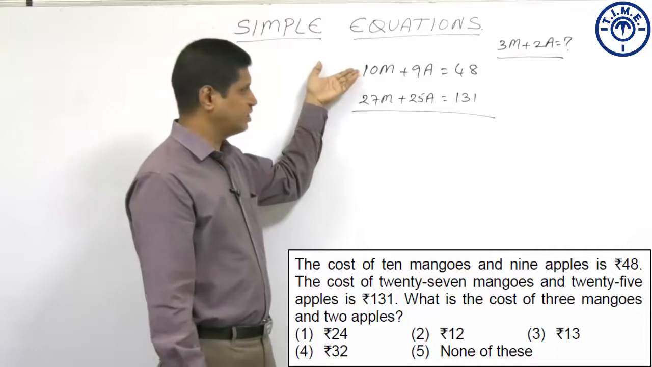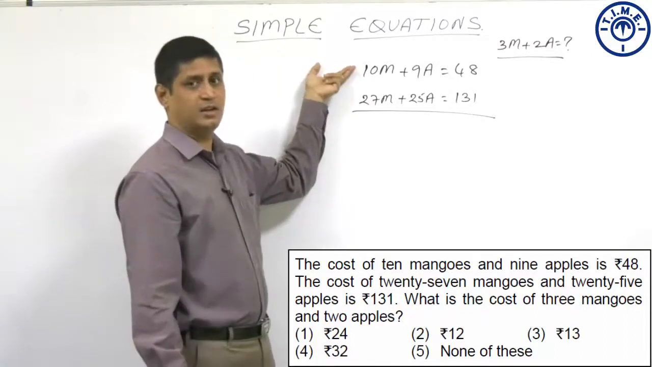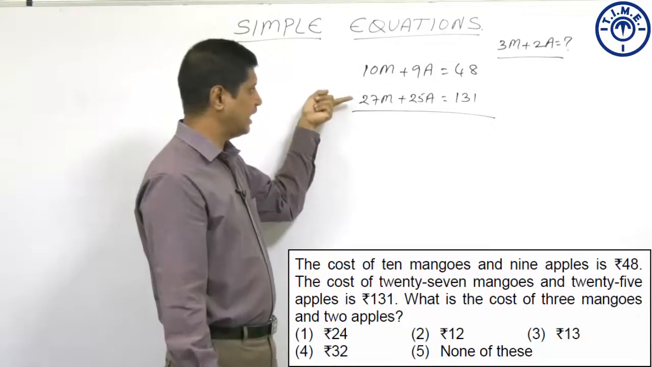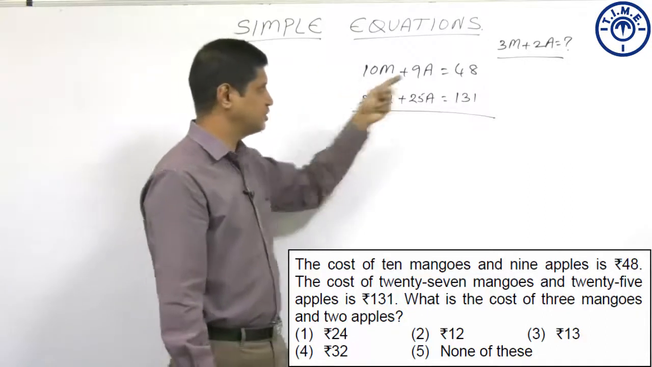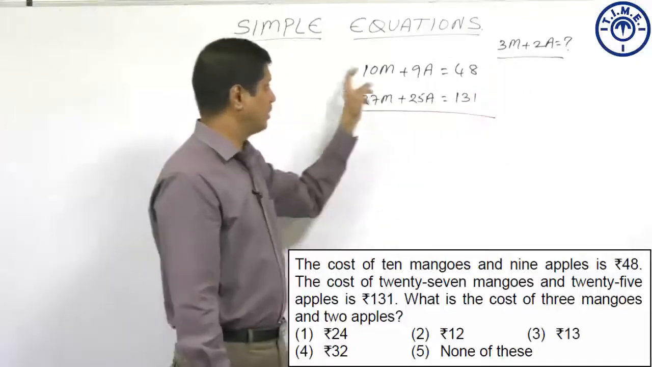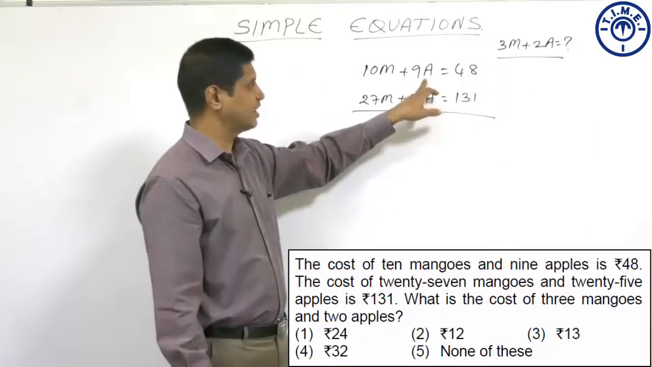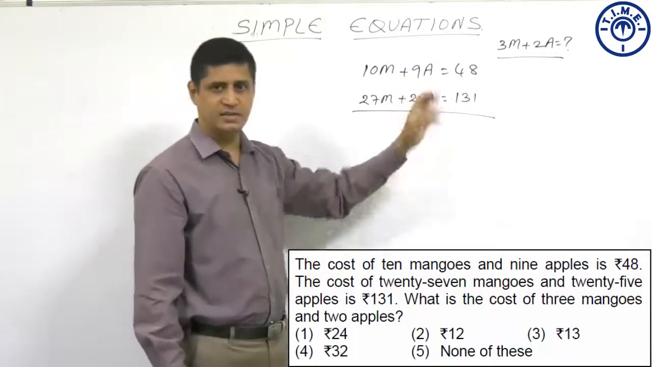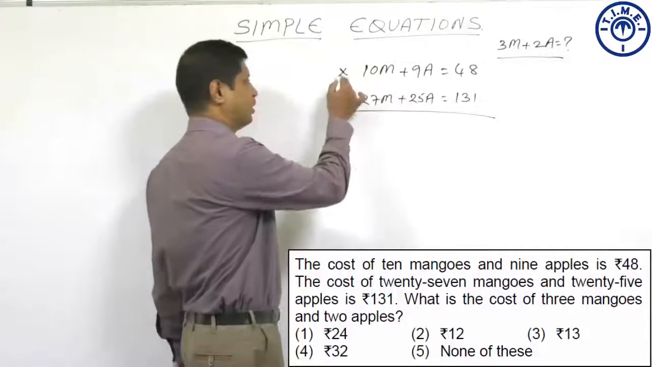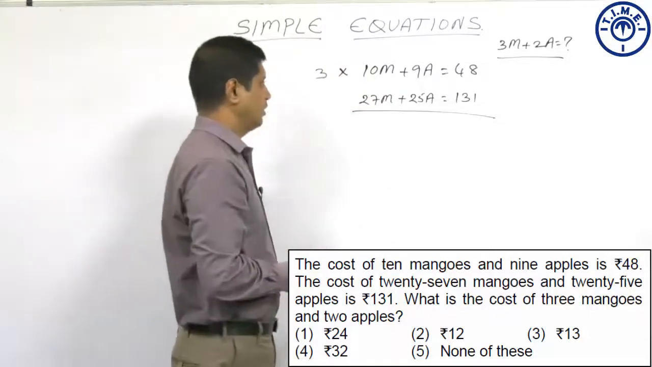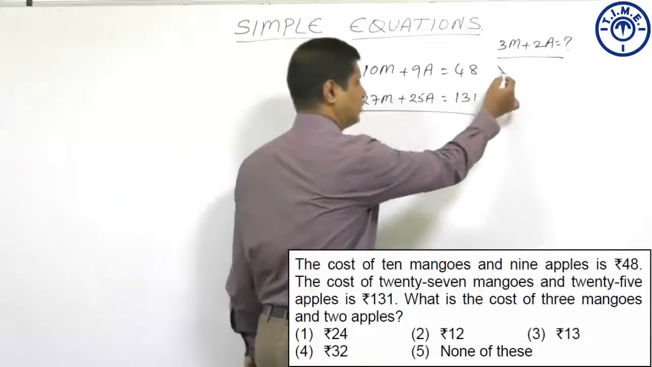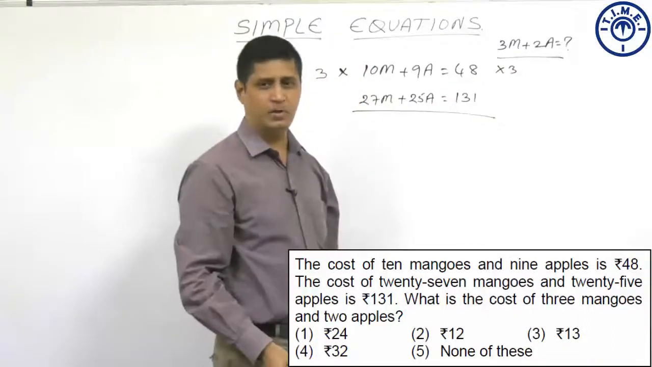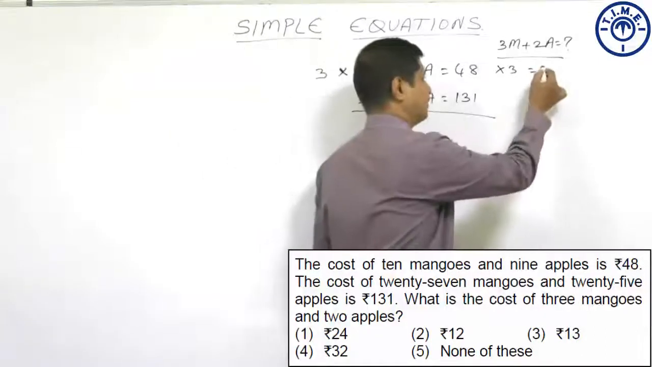When you multiply the first equation with 3, we get 30 mangoes, and here it is 27 mangoes. 30 and 27, the difference in these two is 3m. When you are multiplying with 3, it becomes 27 apples. 27 minus 25 results the value. Now what I am doing here? I am multiplying the first equation with 3. Multiplying with the 3 means now the value of 3 times of 48. So 3 times of 40, 120 plus 24, it is 144.